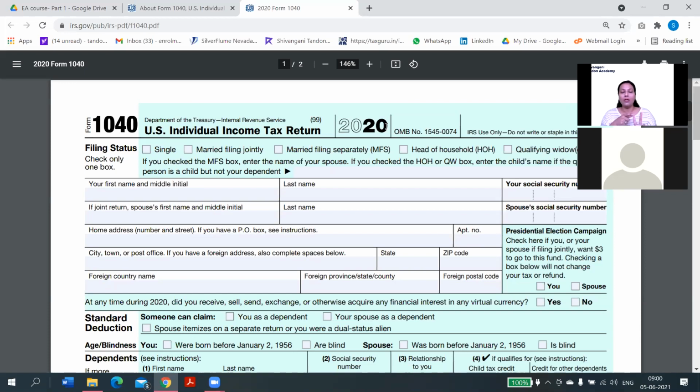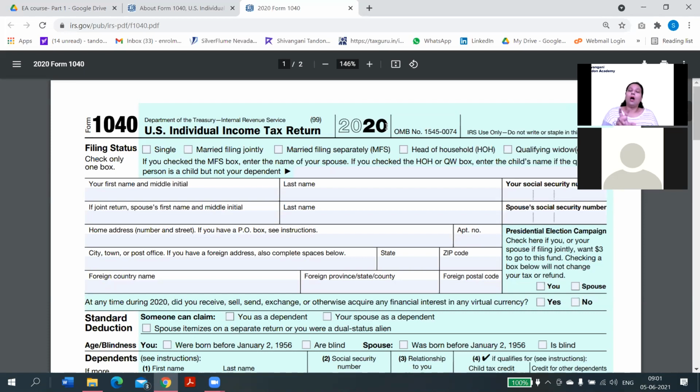So you will have only 3 testing windows now. August, clear your paper 1. November, clear your paper 2. Feb, clear your paper 3. And get your EA license before the next tax season starts. This way, you have to plan and target your study.